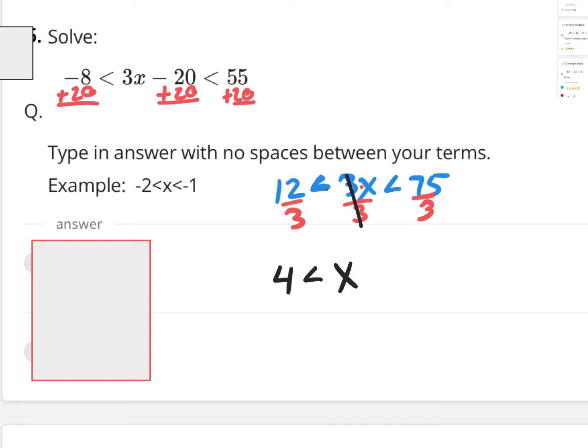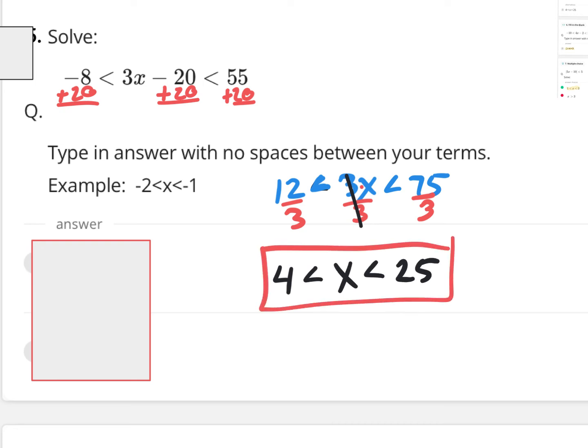These 3's cancel out. A nice, beautiful x. Less than 75 divided by 3. There's 3 quarters in 75 cents. So that's 25 right there. That is your answer. It's a compound inequality. Type it in with no spaces between your terms. Why? Because that's what it says on the instructions.